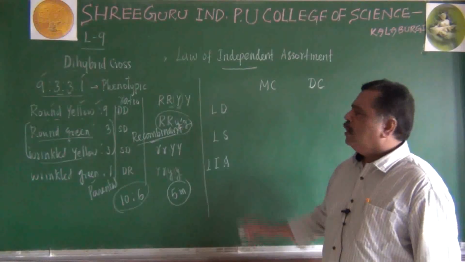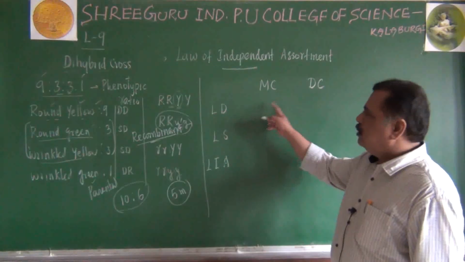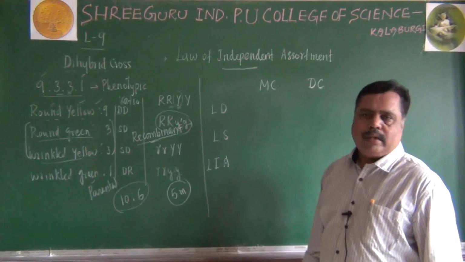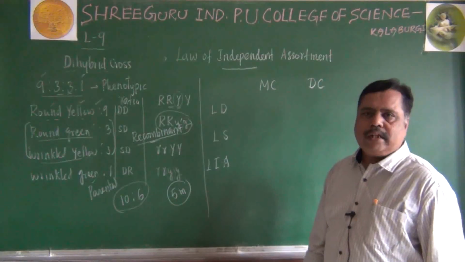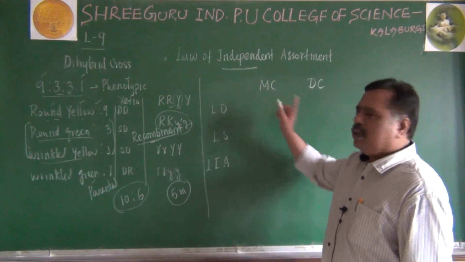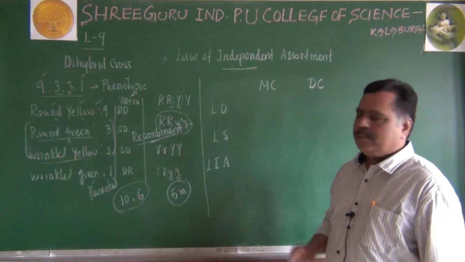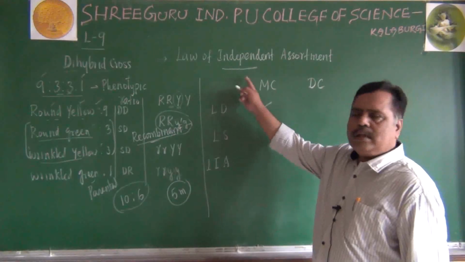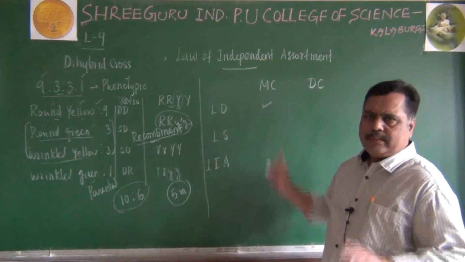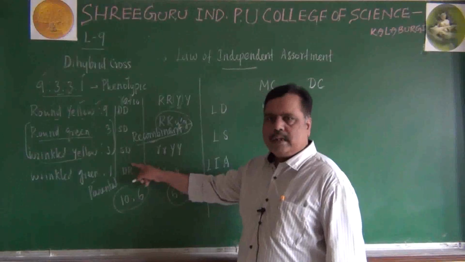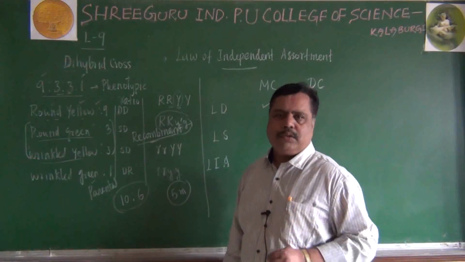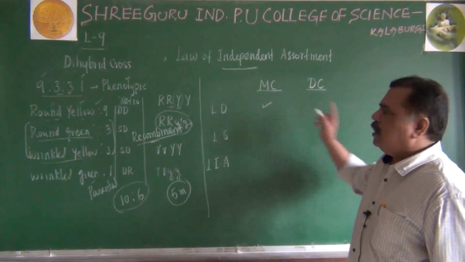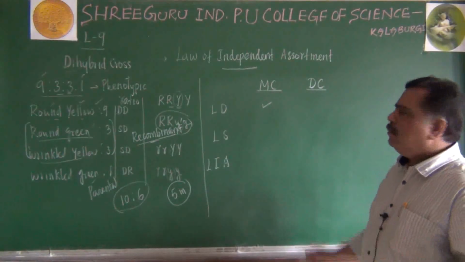Dihybrid cross means two gene inheritance. Now let me tell you whether these laws are applicable to both of these crosses or only one of them. For example, we will take the law of dominance. The law of dominance is applicable to monohybrid cross, that we understood. When you cross round and wrinkled, you will get round only. When you cross yellow and green, you will get yellow only. That is dominance.